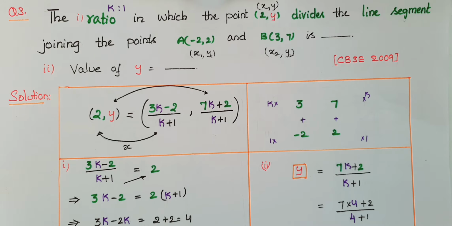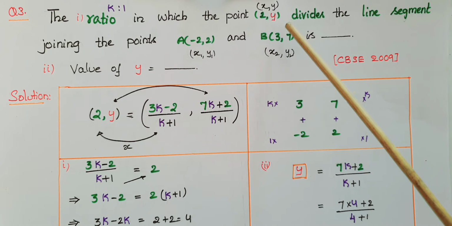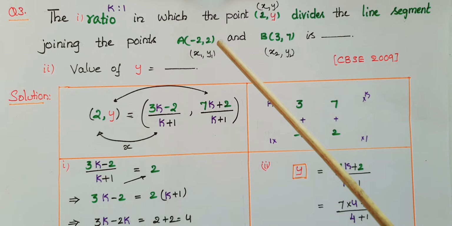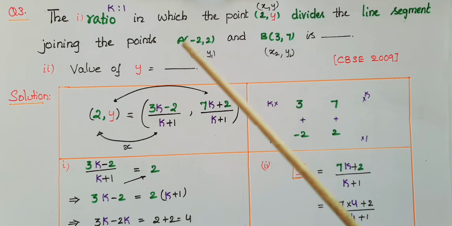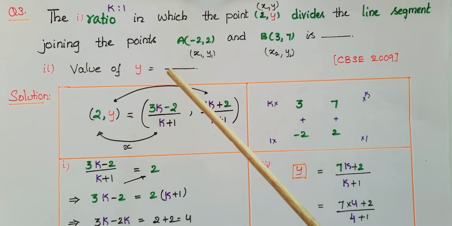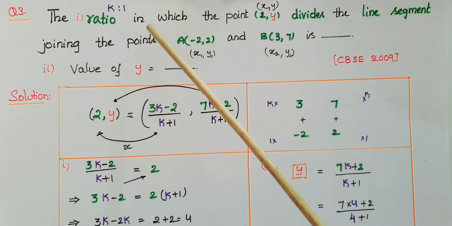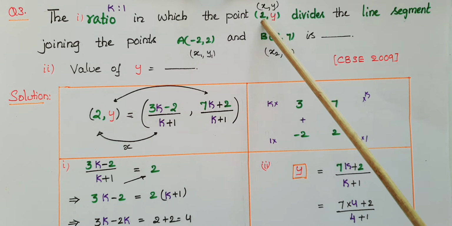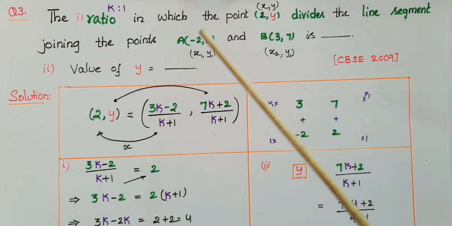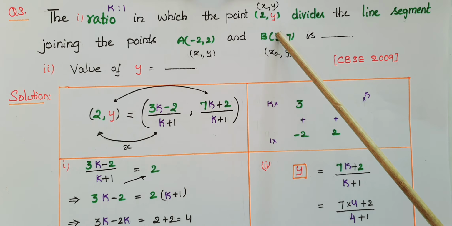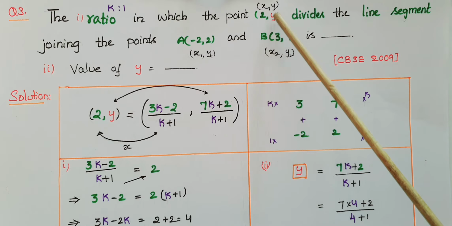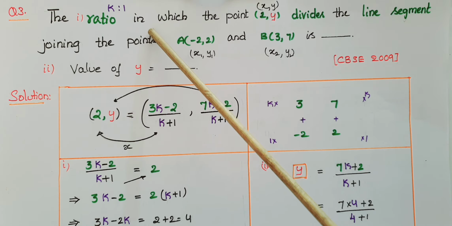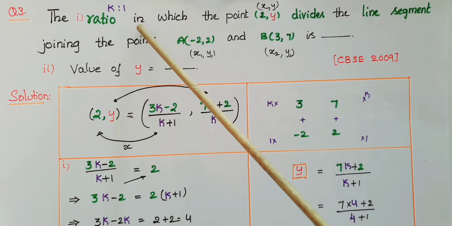This is the third problem. The ratio in which the point (2, y) divides the line segment joining the points A(-2, 2) and B(3, 7) is dash, and also find the value of y. So here we have to find the ratio in which this point (2, y) divides this line segment joining (-2, 2) and (3, 7). And here the y coordinate is not given for this point, so we have to find the y value and also find the ratio. Let us assume the ratio be k is to 1.